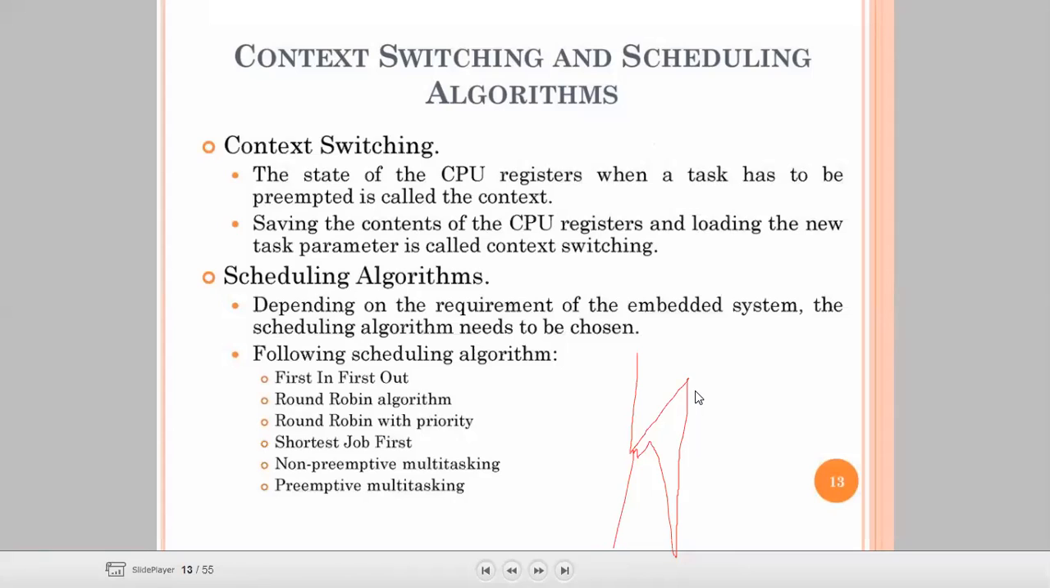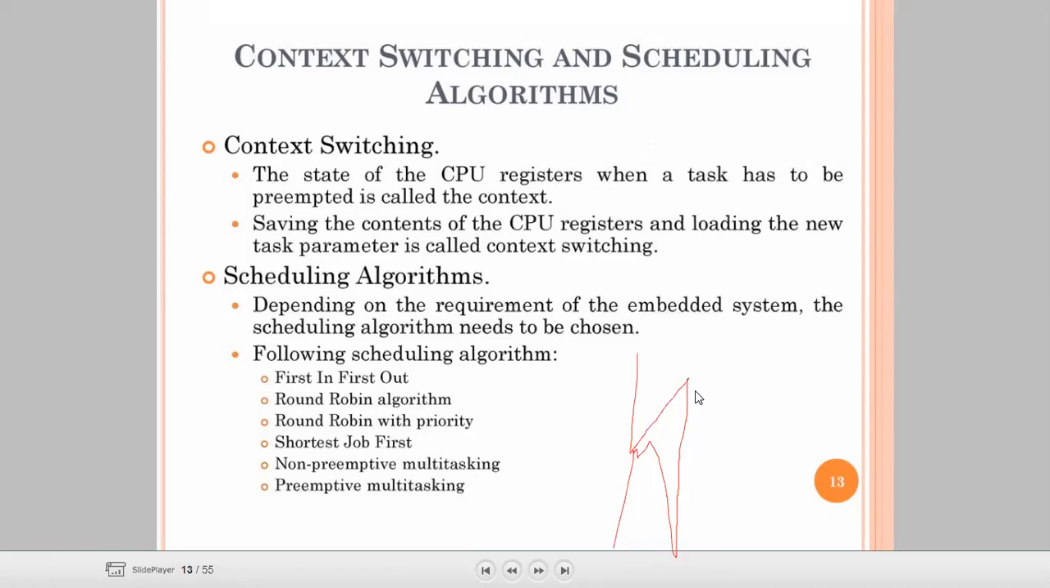Okay, shortest job first, in which the program having very low execution time goes first. Which task has the highest priority and importance, and based on that, that is the shortest job first. Only the one having the lowest execution time is called shortest job first.